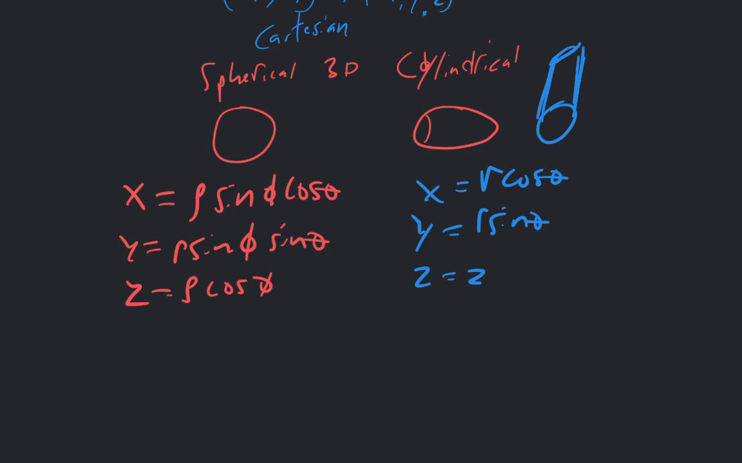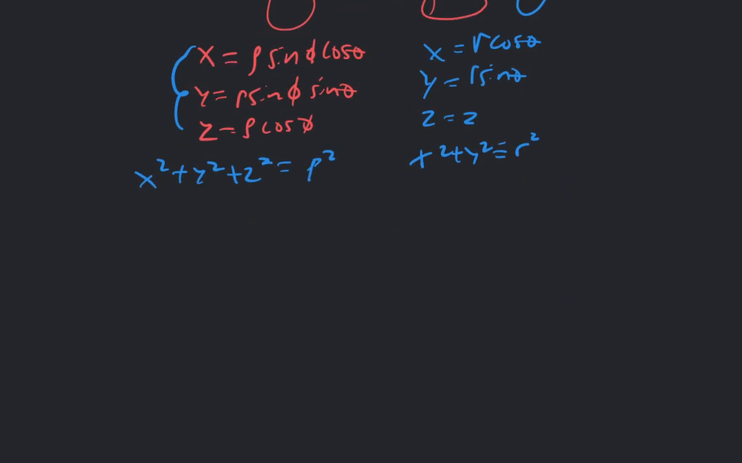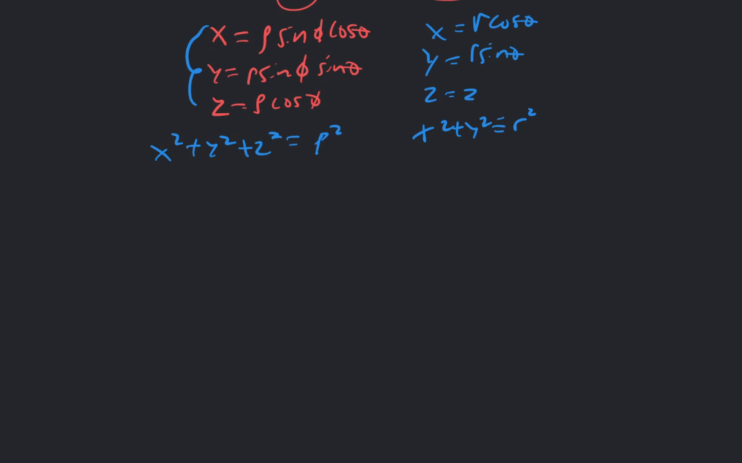So when you square all of these terms, you get x squared plus y squared plus z squared is equal to rho squared. And for cylindrical, x squared plus y squared is equal to r squared. When you change coordinate systems, it is a little bit tricky.